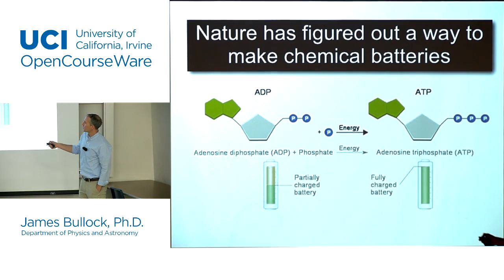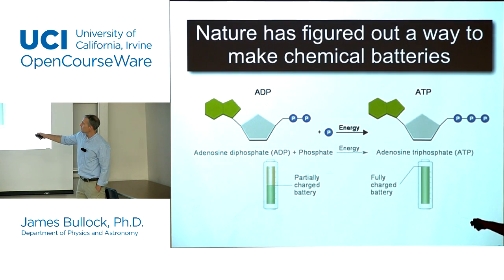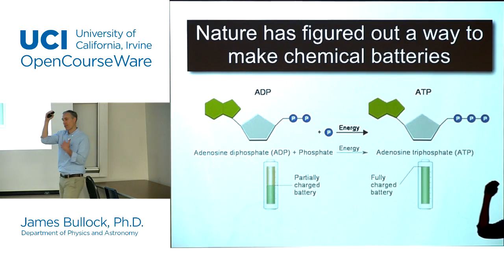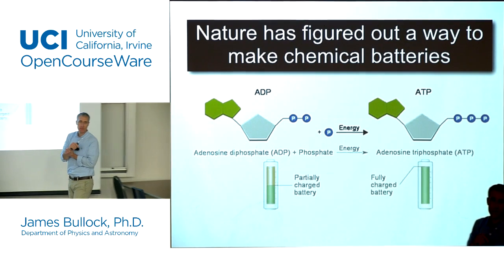Now the important thing is there's this adenosine part over here, sort of a complex molecule, and it's got two phosphates here on the end, and there's a third phosphate that if you add it to it, it actually charges the battery. It sort of coils the spring. You can actually think of it as coiling up a spring.